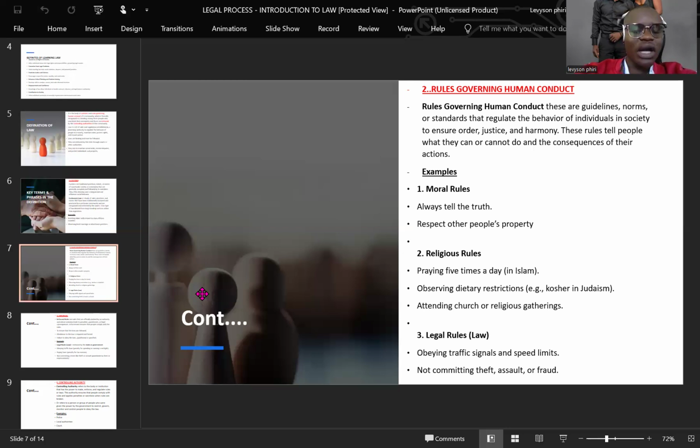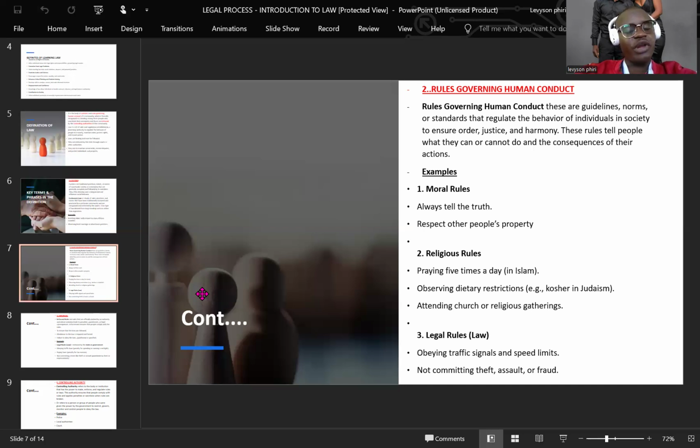When you go into the legal aspect, which is legal rules or law, obeying traffic signals and speed limits. Here in Zambia, we have these bus drivers or just normal drivers. When there is a red light, what does it simply mean? You are not supposed to cross. Then when you cross, a certain punishment will be given to you because you're not following. Also, not committing theft, assault, or fraud.